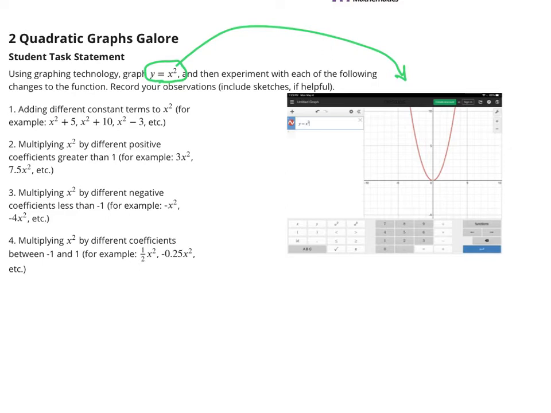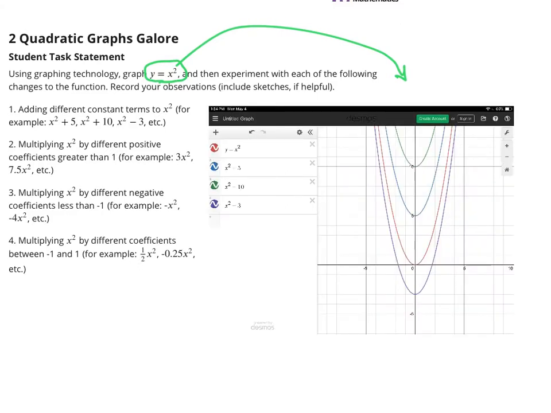So first, we are going to add different constant terms to x squared. So here we have the first thought, number 1. Adding different constants to x squared, for example, x squared plus 5, x squared plus 10, x squared minus 3. What happens? Okay, that's what we have right here. The red one is the original x squared. And I am sitting on, let's say the vertex is on the point 0, 0, because the constant is 0. Now if I do a plus 5 to it, I move my vertex up 5.